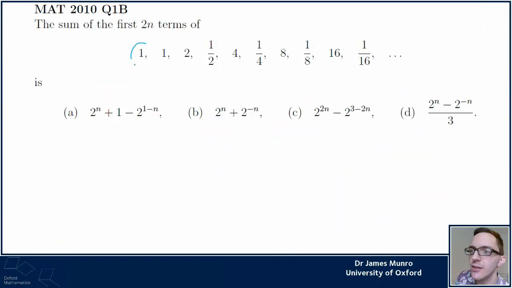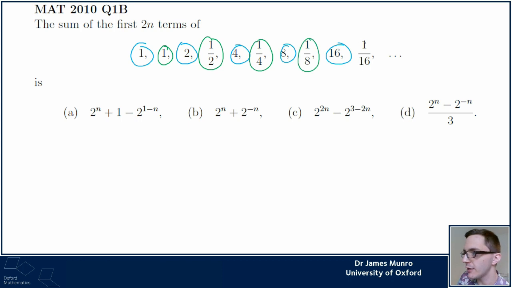Here these terms are in a geometric progression, and separately the other terms are in a geometric progression as well. So the sum of the first 2n terms is going to be the sum of the first n green terms and the sum of the first n blue terms, or the sum of the first n even terms and the first n odd terms as well. So then the question becomes, can we do the sum of the first n terms of a geometric series? And that's on the maths syllabus.